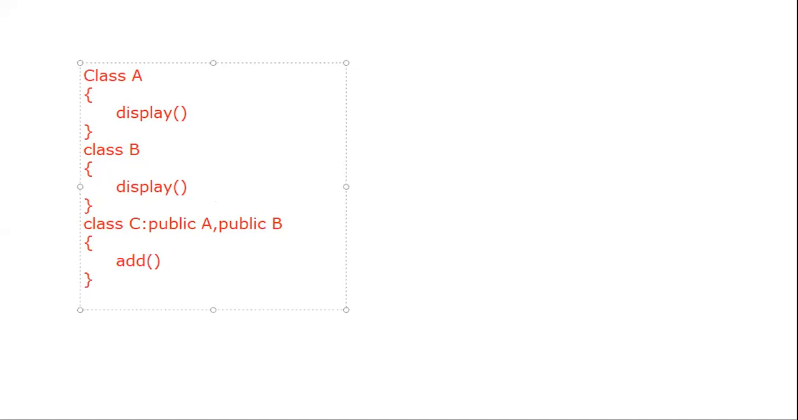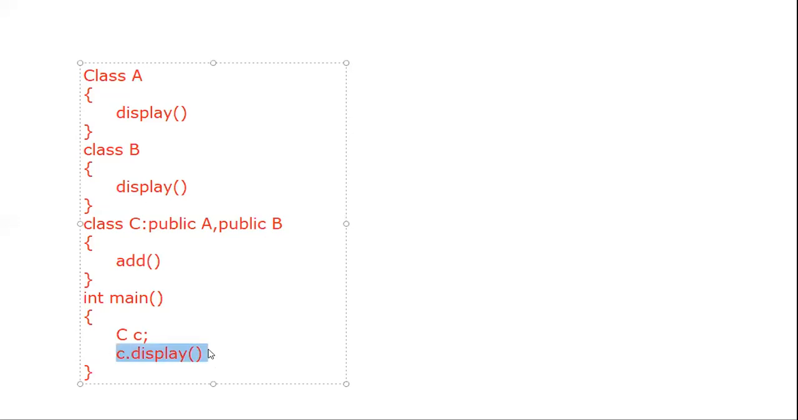And my question is: suppose we create the object of that particular C class here inside the main, and we call this particular function display. So which function is available for this particular line, or which particular function is executed for this line?